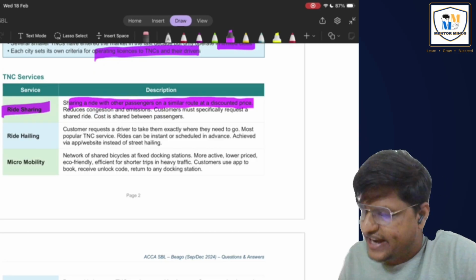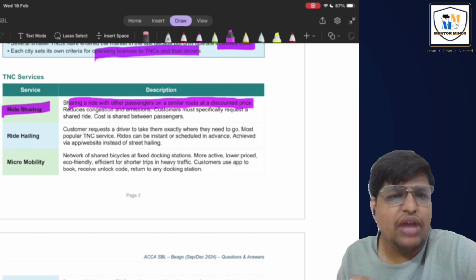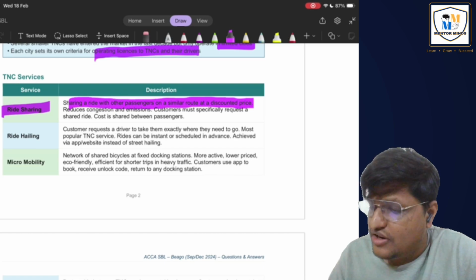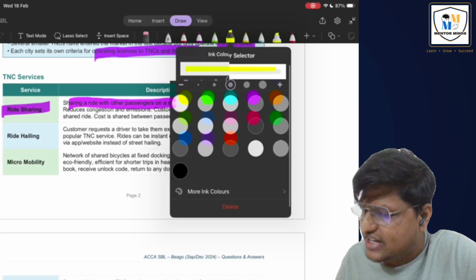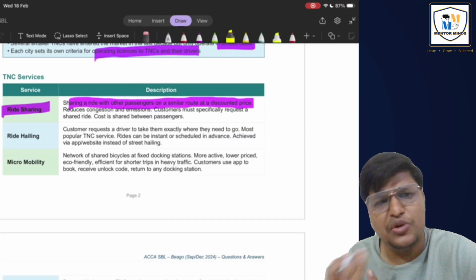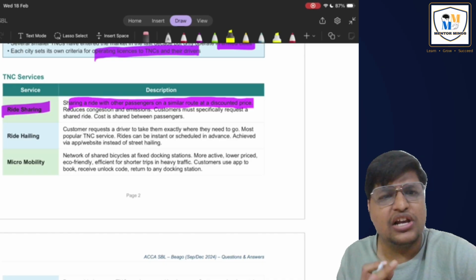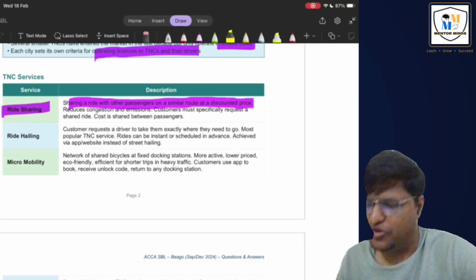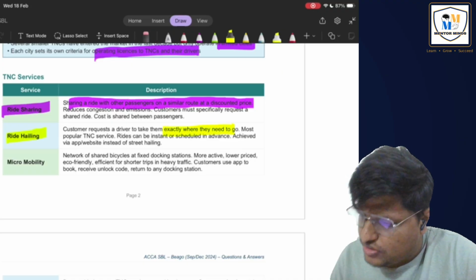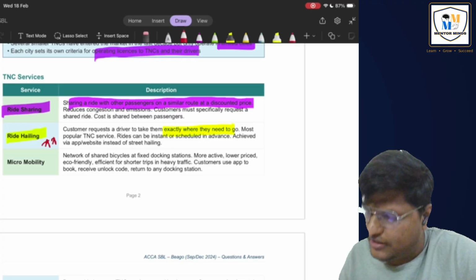Next is ride hailing. Now what do you mean by ride hailing? So this is actually the most popular TNC service. Ride hailing is nothing but our basic ride where we can instantly book a ride, right? Or we can schedule it in advance. And then the driver will come and he will take us exactly where we want to go. So this is their most sellable and most popular service, ride hailing, right?